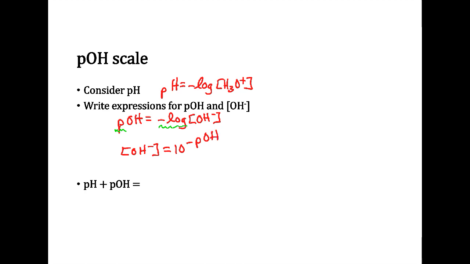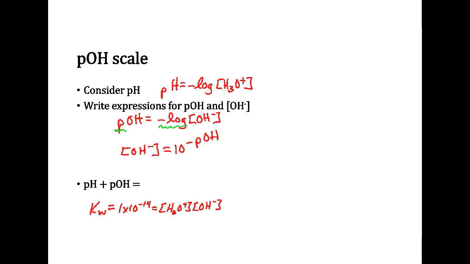So is there a relationship between pH and pOH? Yes, there is, and we've actually already seen this in a different form looking at Kw. So again, we're going to assume that the temperature is equal to 298. So we know that Kw is equal to 1 times 10 to the negative 14th. And then that expression is the H3O plus, so the hydronium concentration, times the hydroxide concentration.